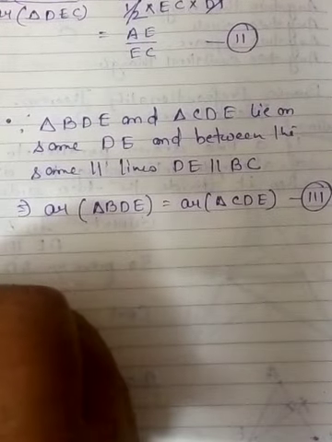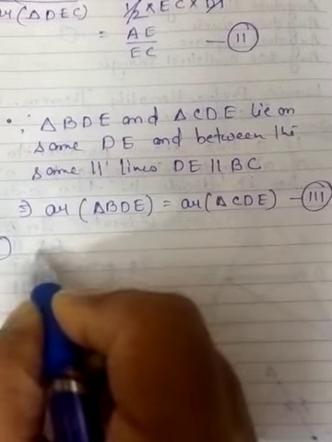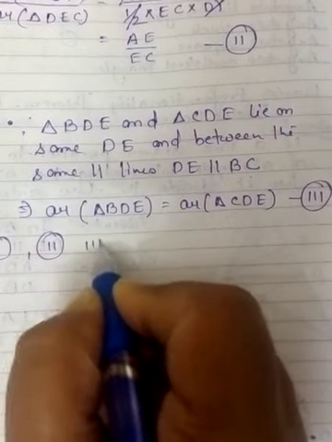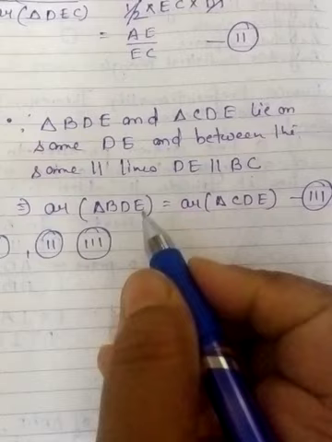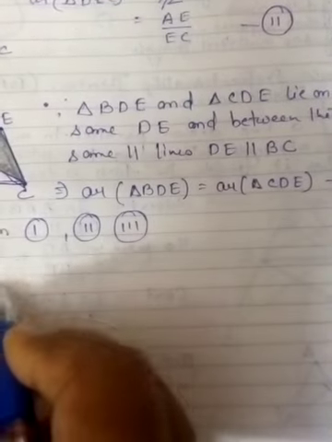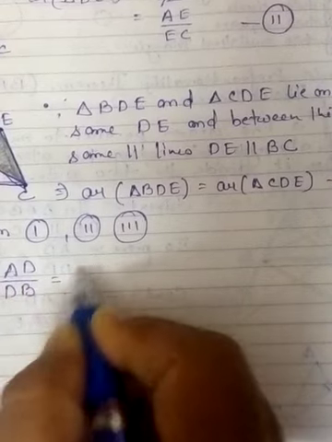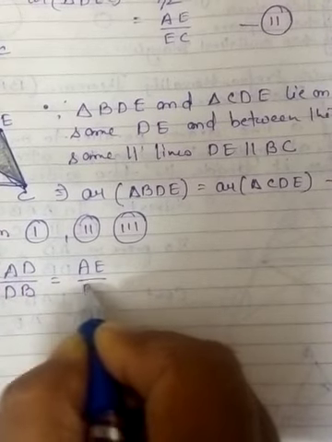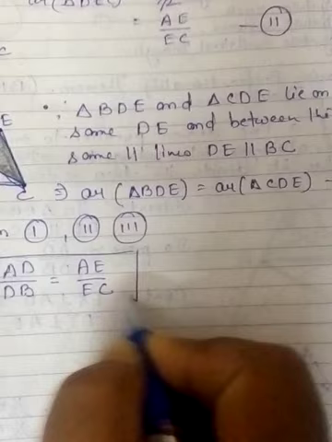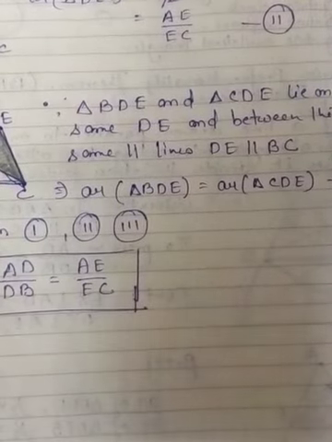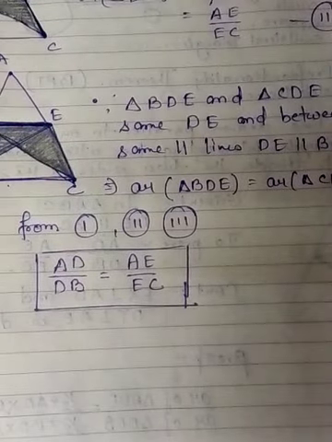So from equation 1, from equation 2 and equation 3, if I combine all these equations, I will get here that AD by DB is equals to AE by EC. This is our theorem. This is our BPT theorem.